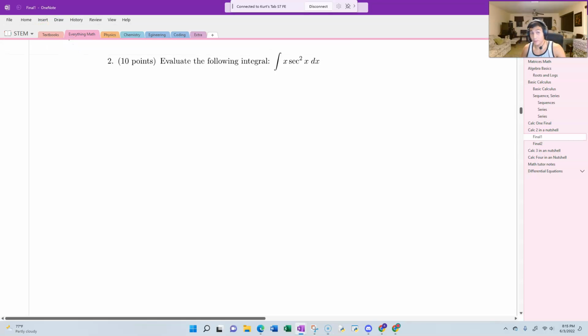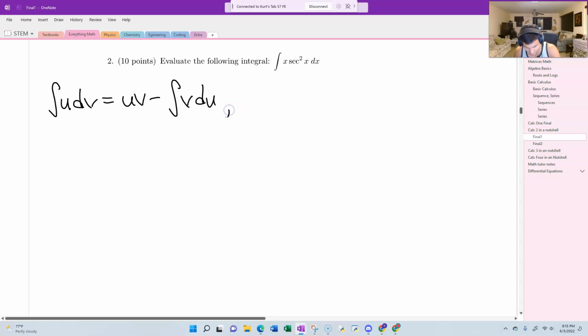Okay, so we see that we have this integral here, and we just want to integrate it. I really don't see another way to do this besides using integration by parts. I'll write out the formula. So we go: the integral of u dv is equal to uv minus the integral of v du. That's the general integration by parts formula.